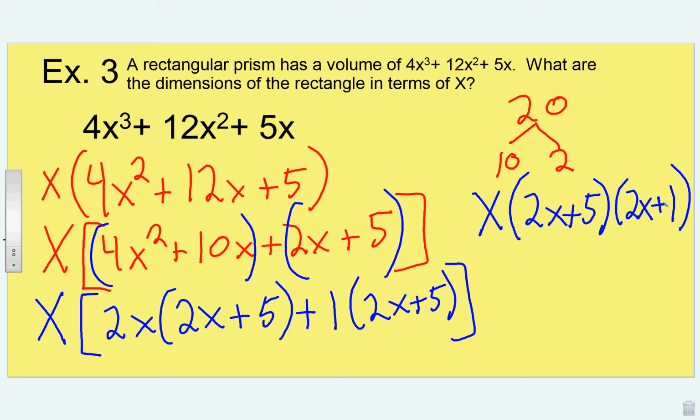Okay. You spoke too soon. All right. So the dimensions, I was already thinking about saying something about commas. A lot of times the book will write it as commas when they actually write it out here. So one dimension's x, the other dimension's 2x plus 5, and the other one's 2x minus 1. Okay. Questions about that?